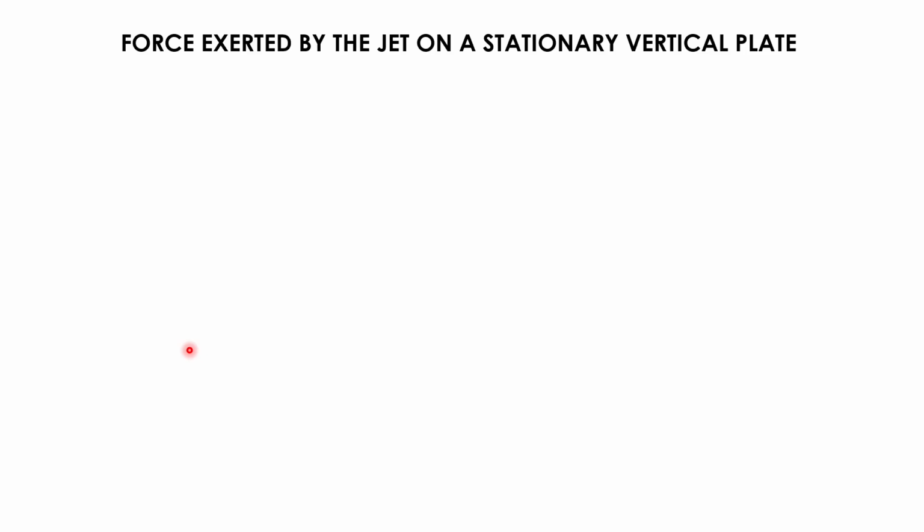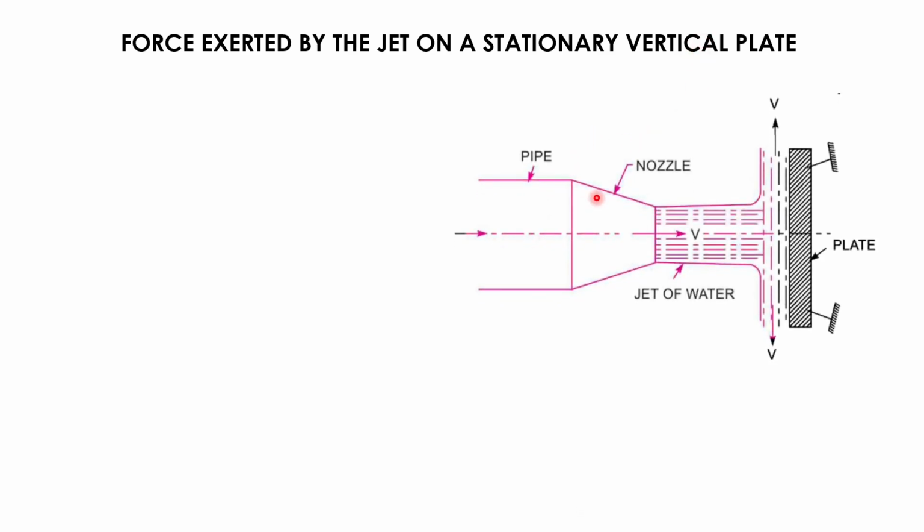In this class, we will be discussing the force exerted by the jet on a stationary vertical plate. The schematic looks something like this. We have a pipe and a nozzle is fitted to the pipe, and the jet of water is coming out with initial velocity capital V, and on the path of this jet we have a vertical plate which is stationary.